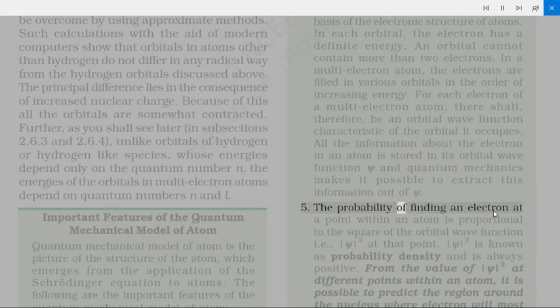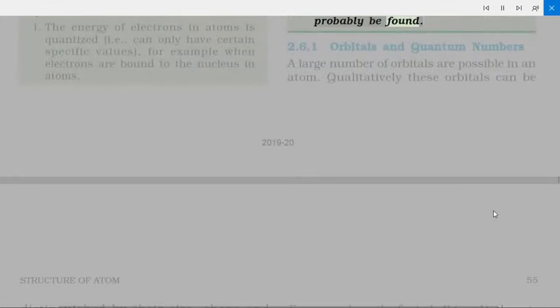5. The probability of finding an electron at a point within an atom is proportional to the square of the orbital wave function, i.e., |psi|² at that point. |psi|² is known as probability density and is always positive. From the value of |psi|² at different points within an atom, it is possible to predict the region around the nucleus where electron will most probably be found.